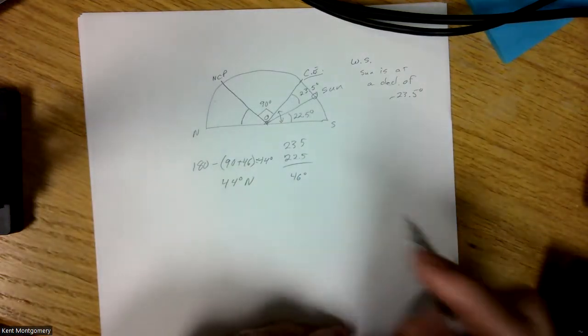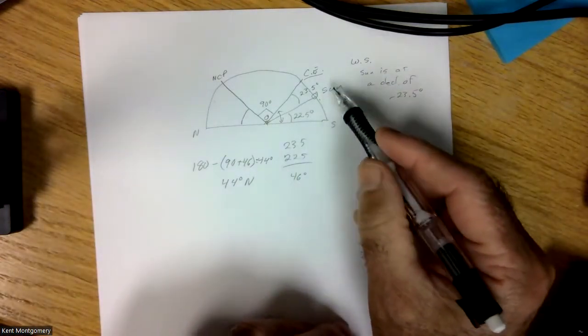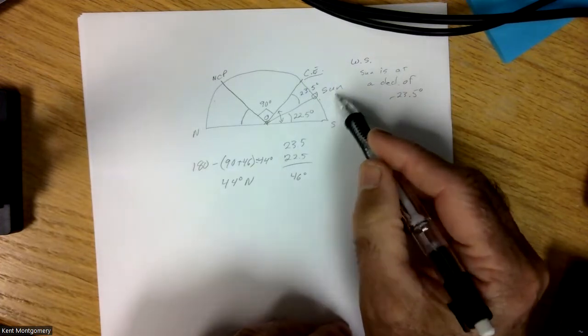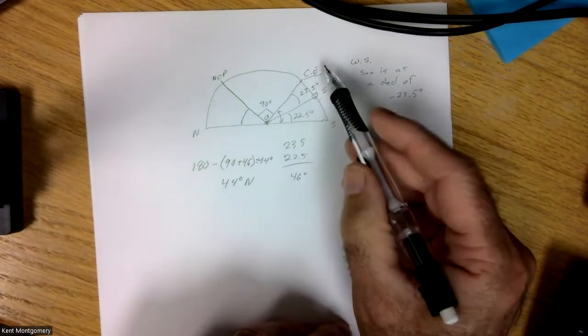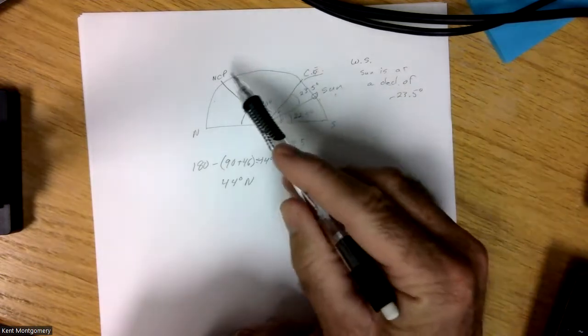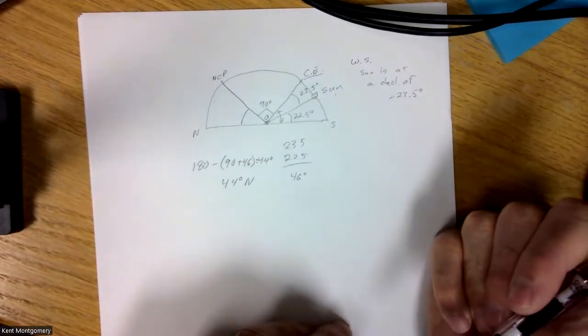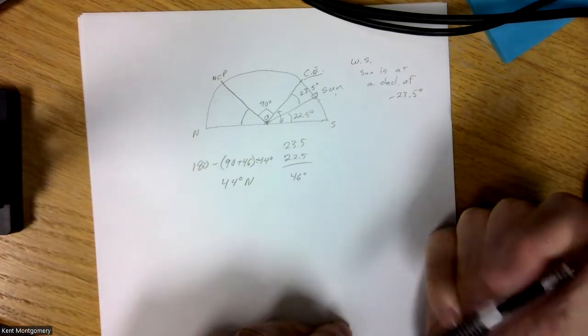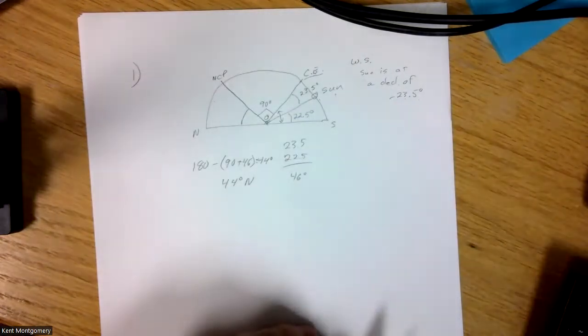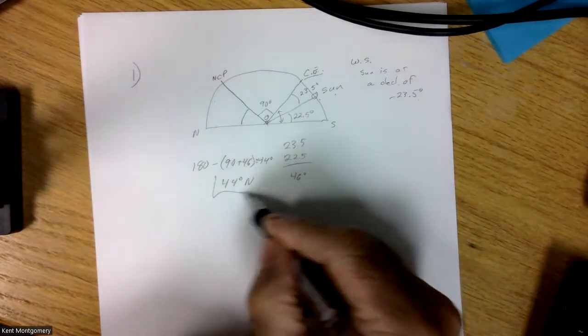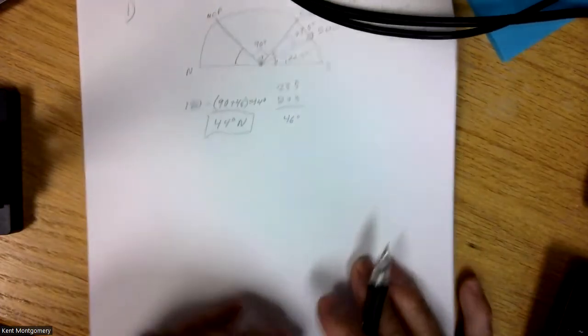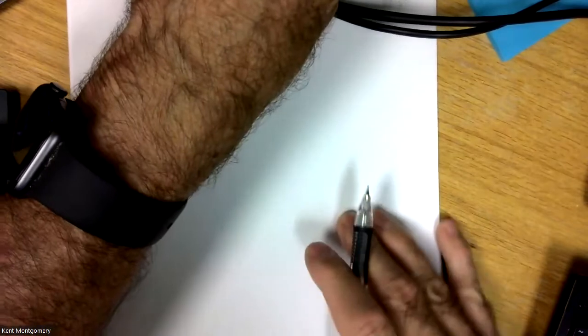So the key to doing all these problems is, remember, you put the sun and you use the sun to find the celestial equator. Once you have the celestial equator, you find the North Celestial Pole. Once you have the North Celestial Pole, you find the altitude of it. That gives you your latitude. Okay, so this is problem 1, and the answer is 44 degrees north. Let's do problem 2.